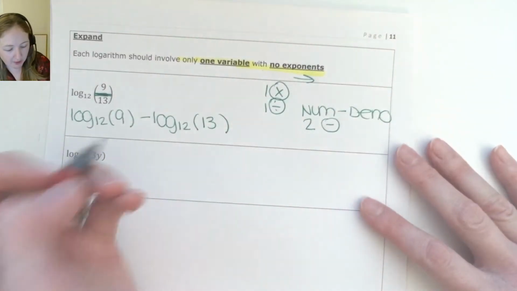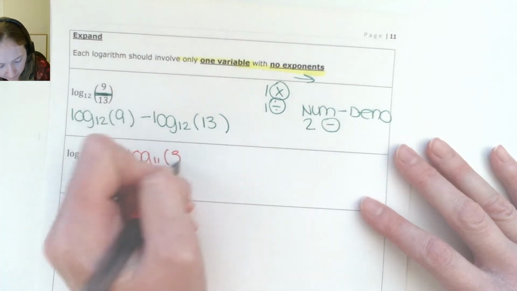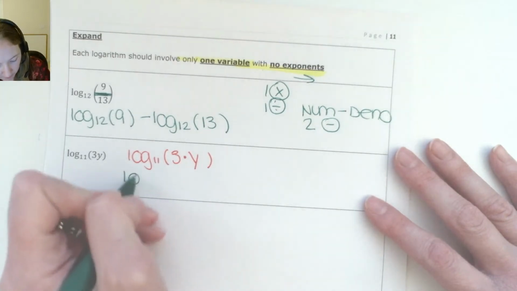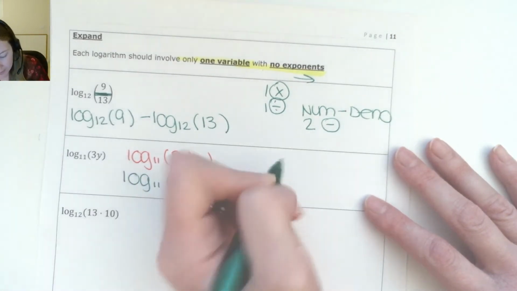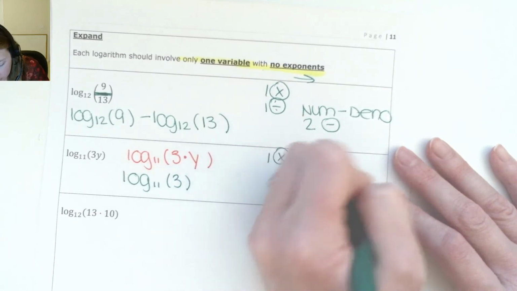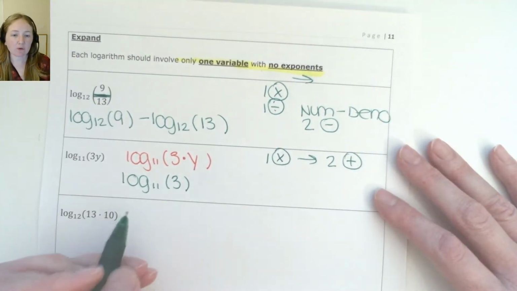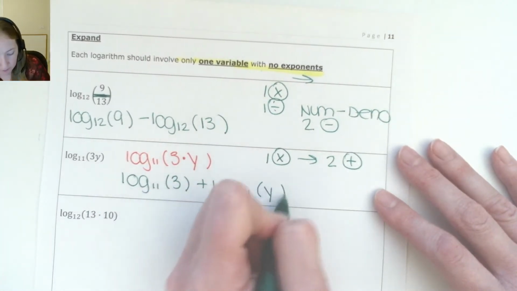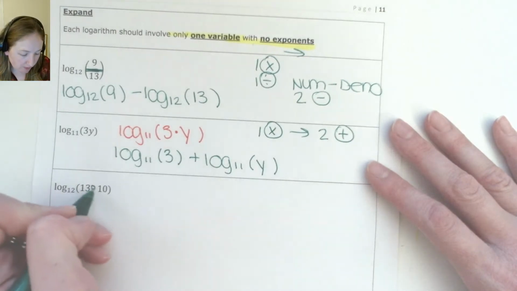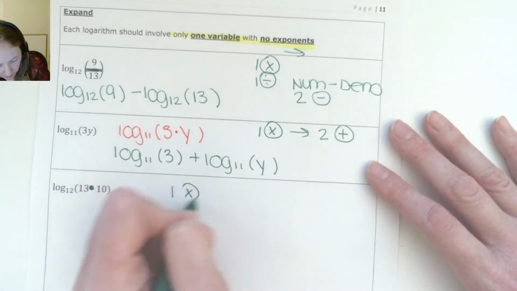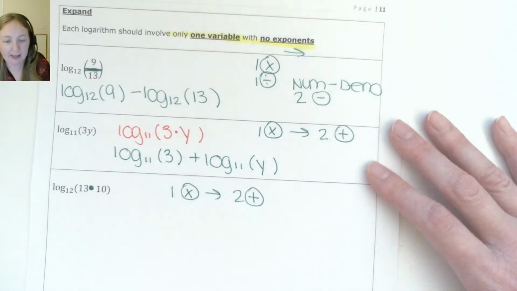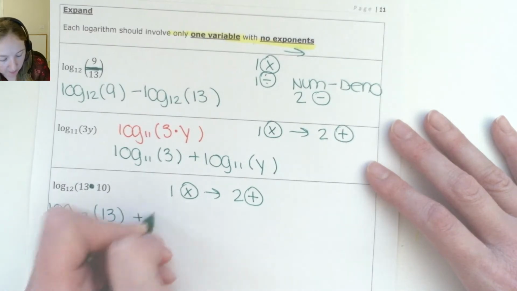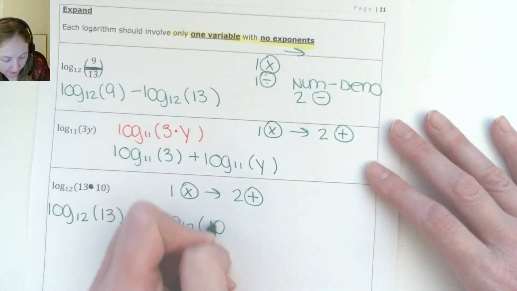Over here, you'll notice that you have log base 11 of 3 times y. So what will happen there is you will have log base 11 of 3. And then this one multiplication is going to go to 2 logs added. So it will be log base 11 of 3 plus log base 11 of y. And the same thing goes here with this multiplication. That one multiplication will go to 2 logs added together. So it will be log base 12 of 13 plus log base 12 of 10.